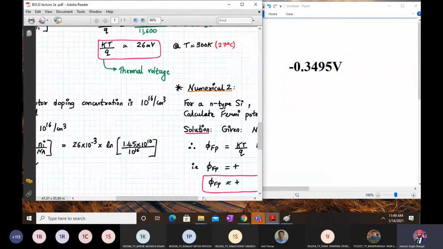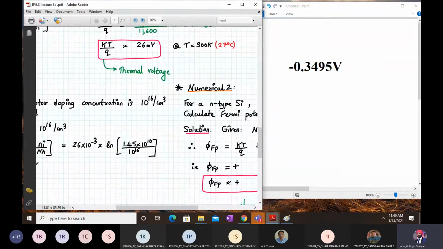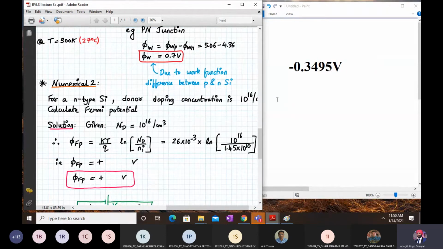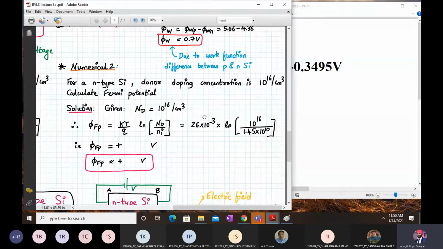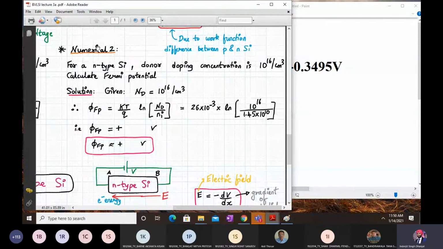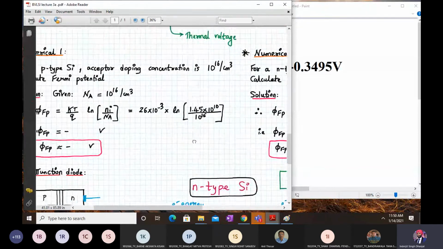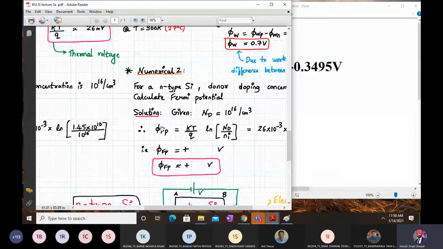So on similar lines, we have numerical number 2. Numerical number 2 says, for n-type silicon, donor doping concentration is 10 raised to 16 per centimeter cube. Calculate the Fermi potential. Remember, if it is n-type silicon, they are giving the value of donor doping concentration, ND. So what is the phi Fp formula? Sorry, it is phi Fn actually. I wrote phi Fp by mistake. So what is the formula for phi Fn?